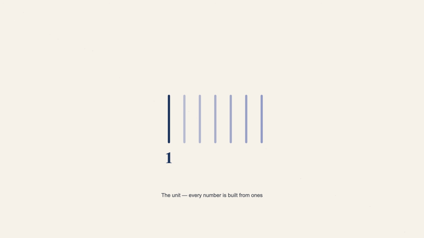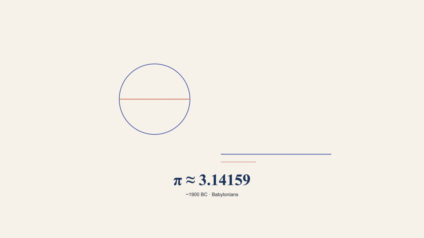0, invented in India around the 5th century, a placeholder that became a number, the concept of nothing given a symbol. 1, the unit, the foundation of counting. Every number is built from ones. Pi, the ratio of a circle's circumference to its diameter, known to the Babylonians around 1900 BC. Irrational. Its digits never end, never repeat.